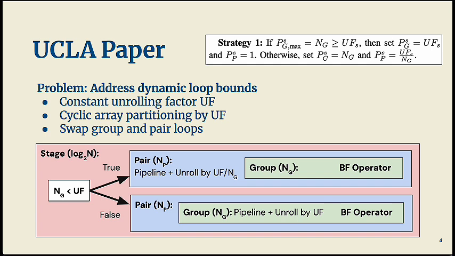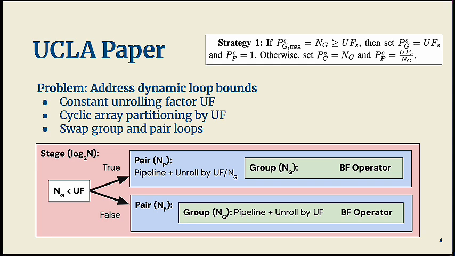The paper specifically focuses on creating an optimized version of this Cooley-Tukey algorithm, and the biggest challenge it aims to address is the dynamic loop bounds in the group and pair loops. Because these are determined by the stage iteration, unrolling and pipelining them is difficult, and this also results in unpredictable data accesses, which also makes array partitioning difficult. The paper's solution is to enforce a constant unrolling factor across the group and pair level loops.